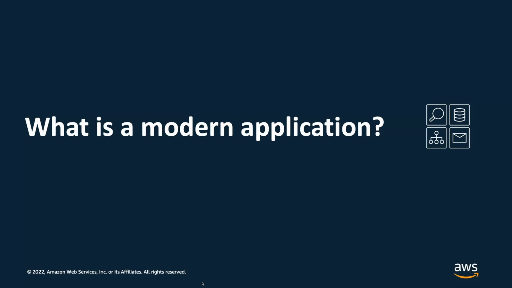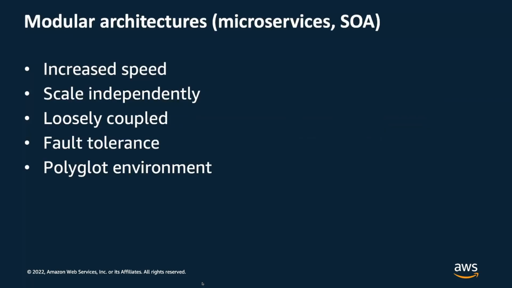But in order to build a modern application, we need to embrace modern architectures. And oftentimes when we talk about modern architectures, we talk about microservices or modular architectures. This is where you might hear the term microservices or service-oriented architectures. By moving to modular architectures and breaking up the application into smaller units, teams can deliver code faster and independently of one another.